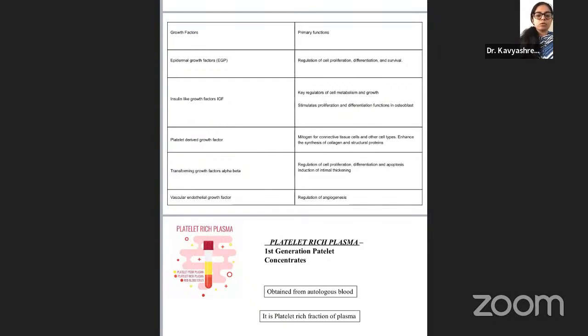Platelet-derived growth factor, that is PDGF, causes mitogenesis of connective tissue cells and various cells, which enhances collagen formation. Then TGF, that is transforming growth factor alpha and beta, regulates the cell proliferation, differentiation, and apoptosis, and induces initial thickening. That means the thickness of the wound closure will be more because of the platelet concentrates. Then vascular endothelial growth factor regulates the angiogenesis.